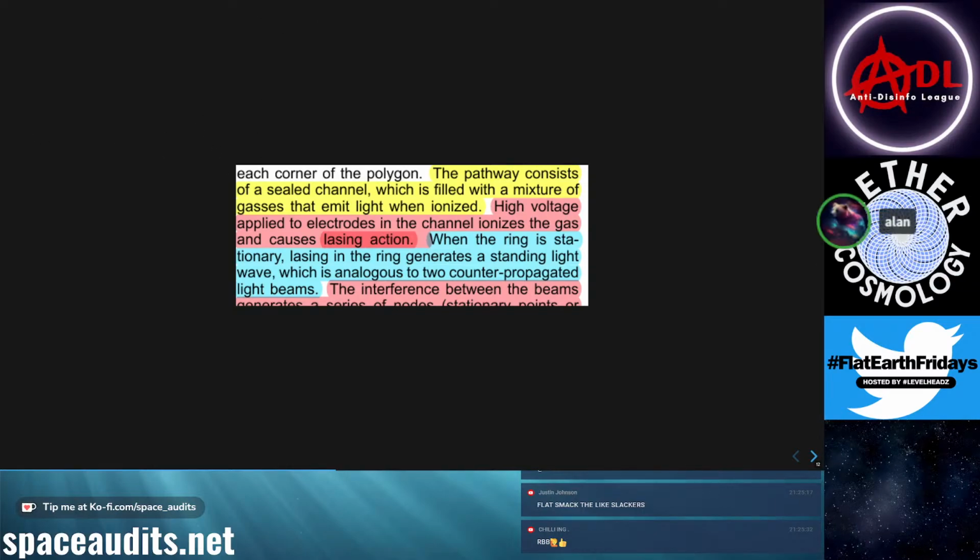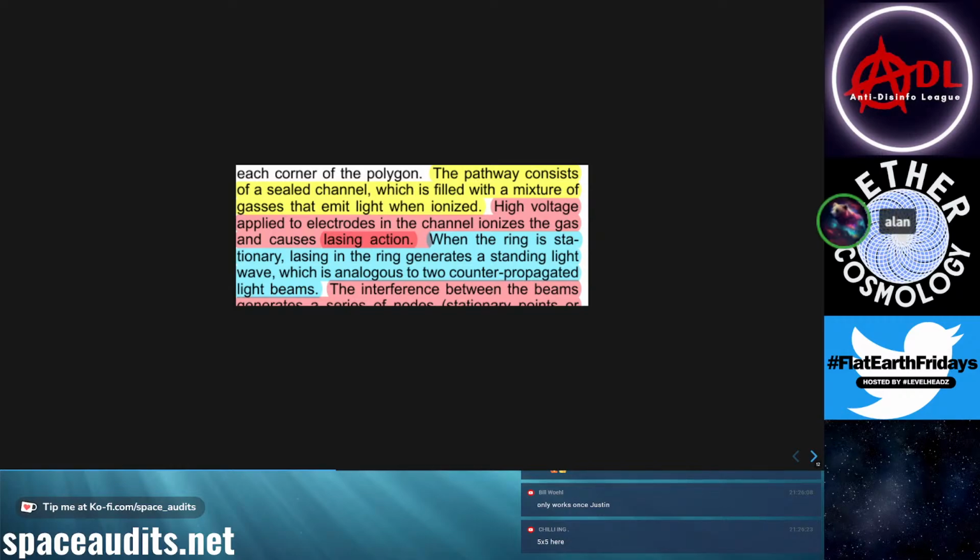All right. So these are just some things I thought were interesting that were in the manual. We're going to go over these now on the functionality of the gyro and how it works. This isn't from the gas flow section. This is from explaining how it works. The pathway consists of a sealed channel which is filled with a mixture of gases that emit light when ionized. The voltage applied to an electrode in this channel ionizes the gas and causes the lasing action. So the interaction of the ionizing of the gas inside is producing the laser.